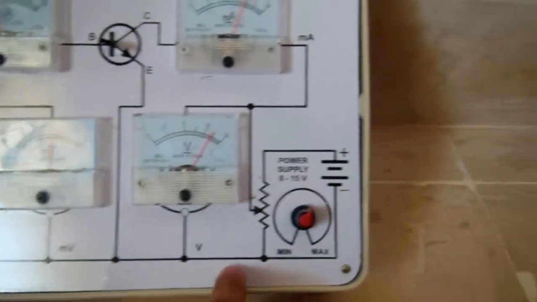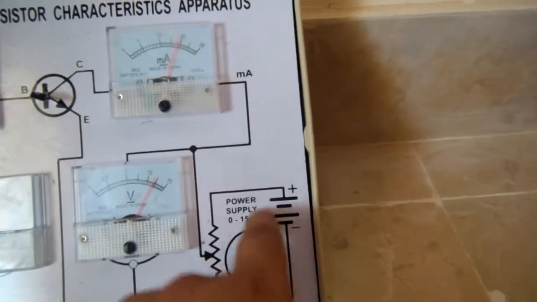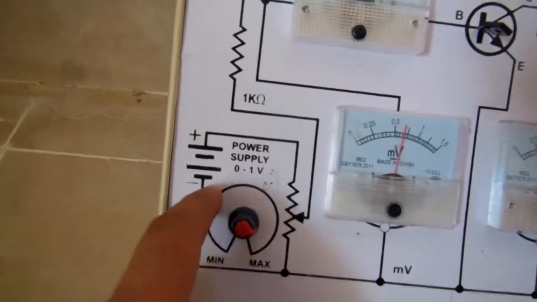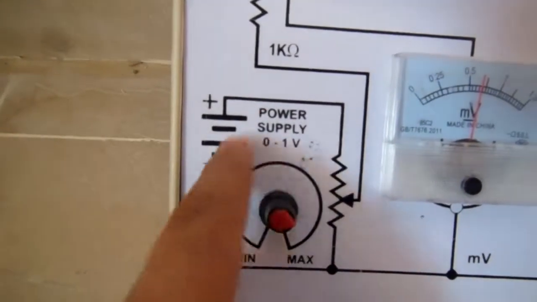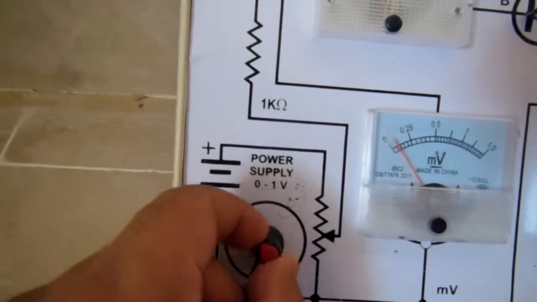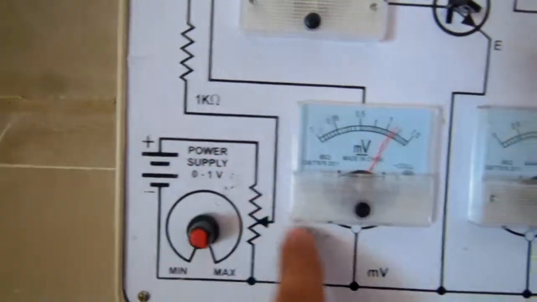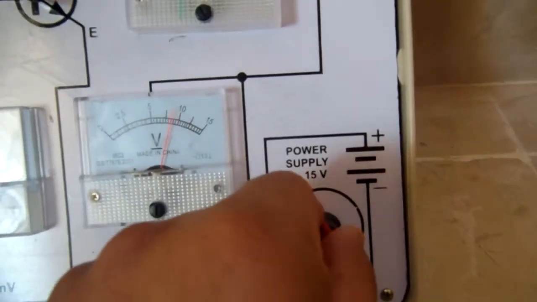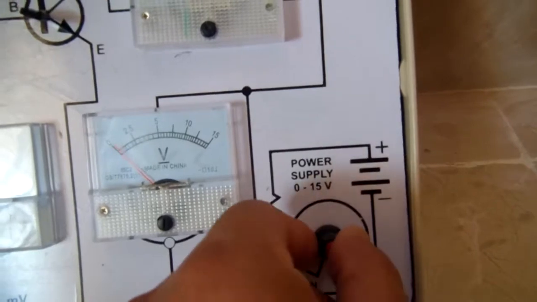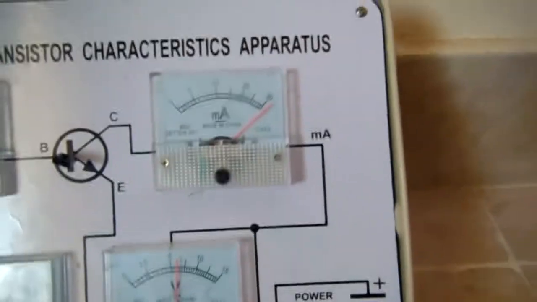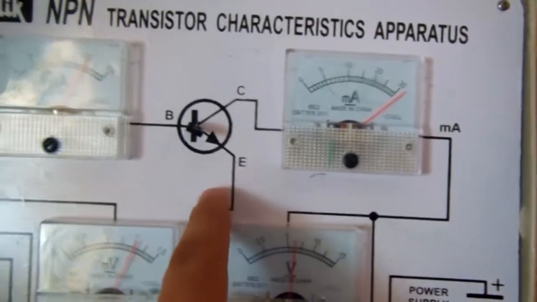And this is the complete diagram. This is the variable VCE voltage, and this one is the variable base voltage. The base voltage supply goes from a minimum of 0 volts to a maximum of 1 volt, the base voltage VBB, and here the 0 to 15 volts is the VCE or VCC, applied across collector to emitter.